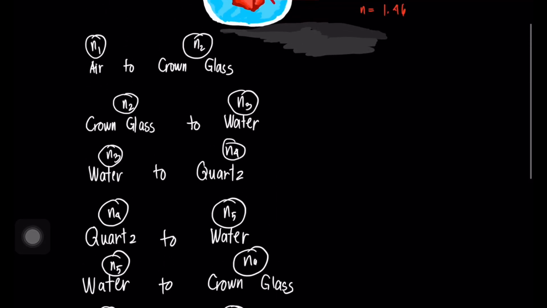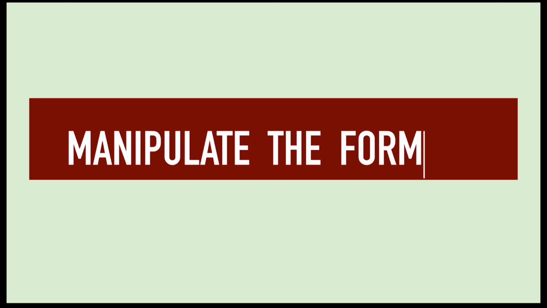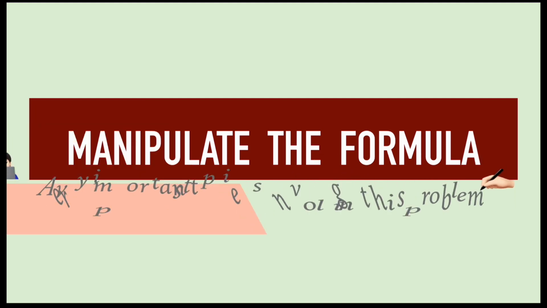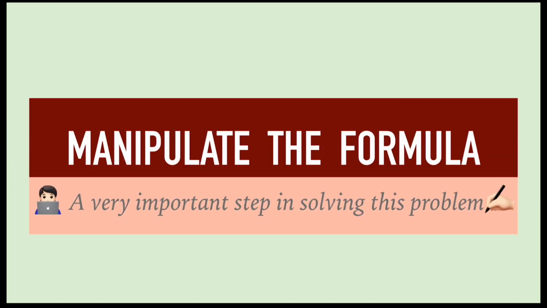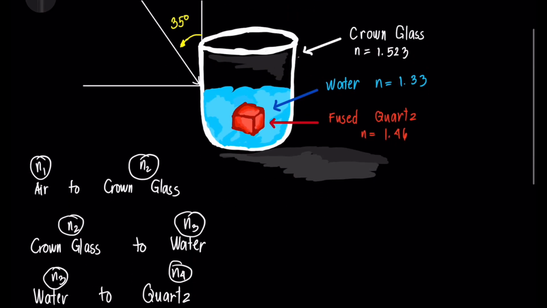I would like to emphasize that although we have different subscripts, 1, 2, 3, 4, and so on until 7, they still follow the same concept, which is this side here focuses on the incident ray, and then this side here focuses on the refracted ray. So first, let us solve for the air to crown glass, n sub 1 to n sub 2.